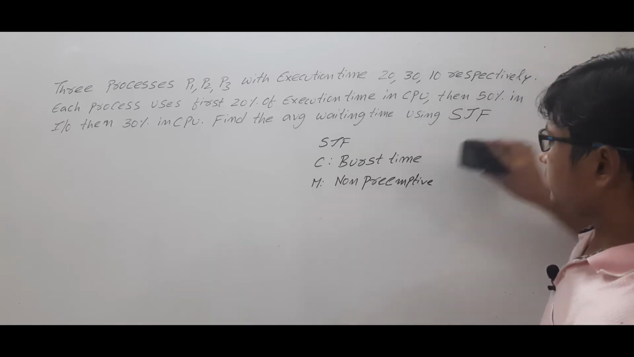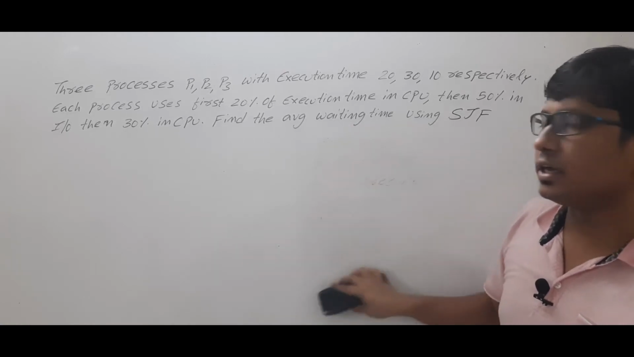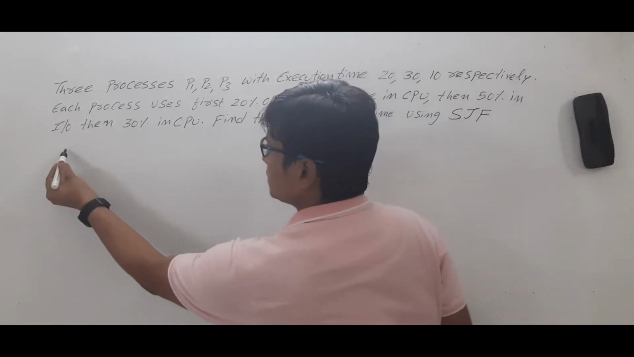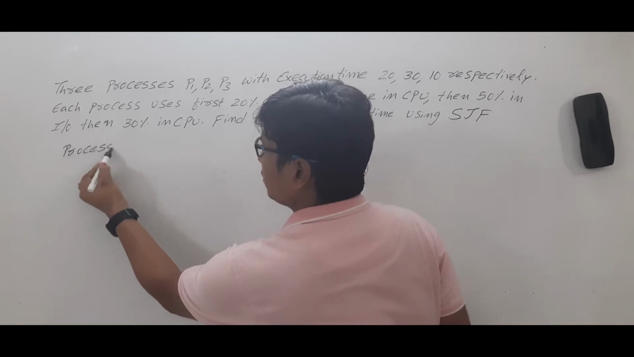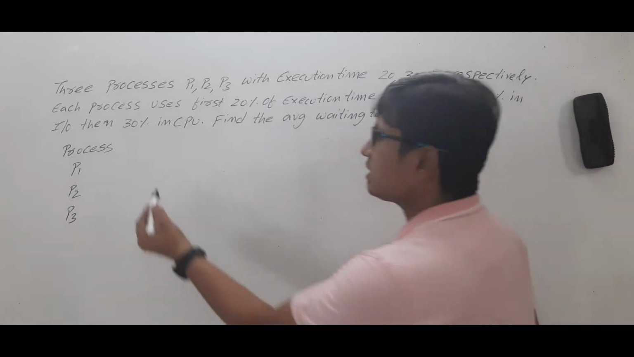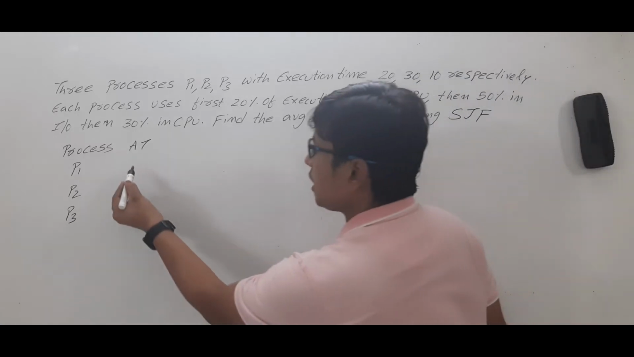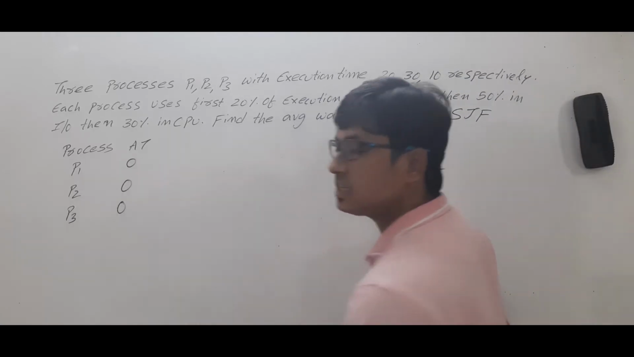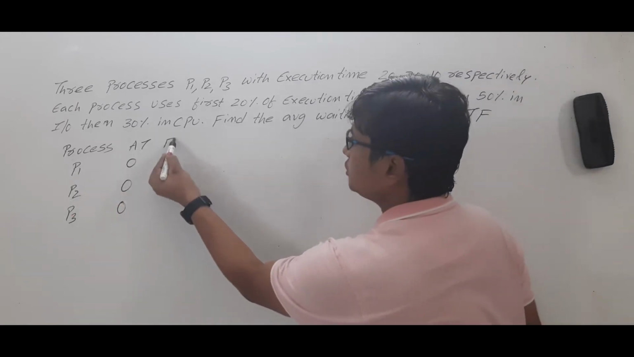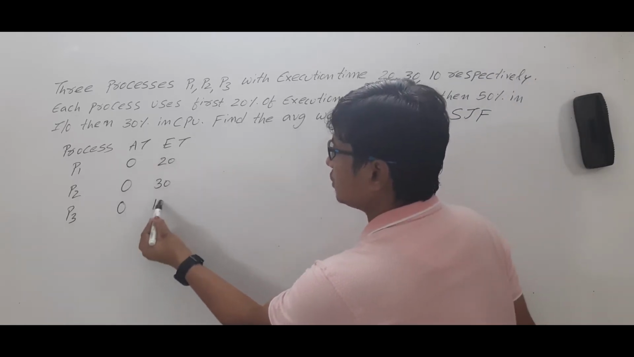Now let me solve this question related to the CPU burst time and the IO burst time using the shortest job first scheduling algorithm. There are three processes, so we'll draw the table first: process P1, process P2, process P3. Arrival time, did they mention? They have not mentioned the arrival time in the question. So we have to consider the arrival time as 0 units and the order of arrival is P1, P2, P3. And they have given the execution time as 20 units, 30 units, 10 units.